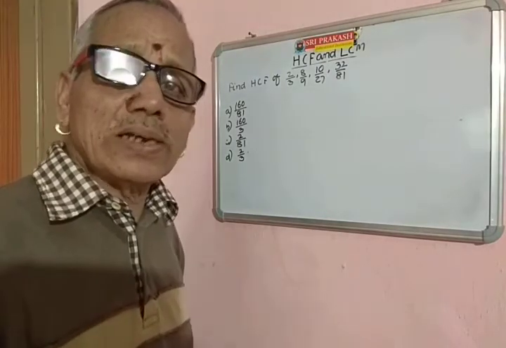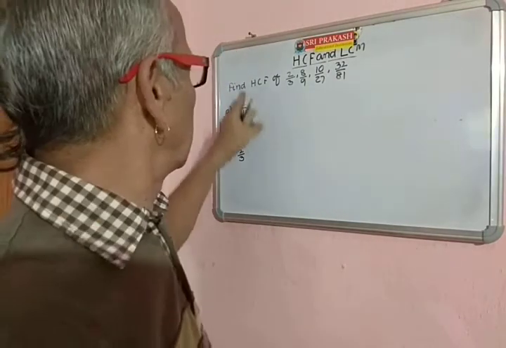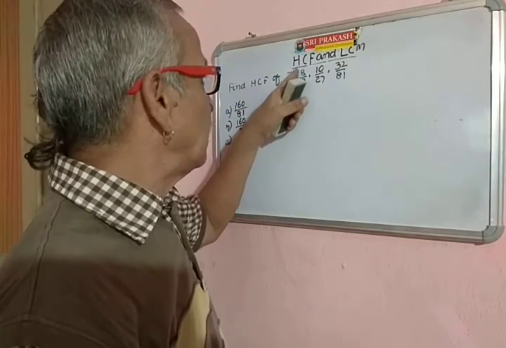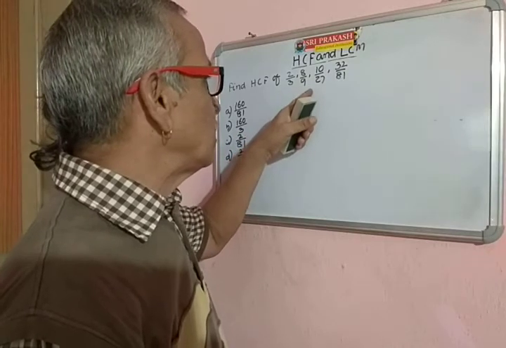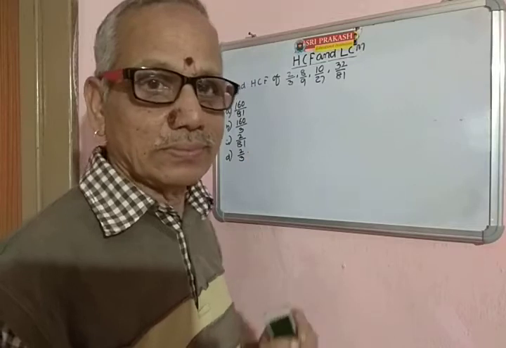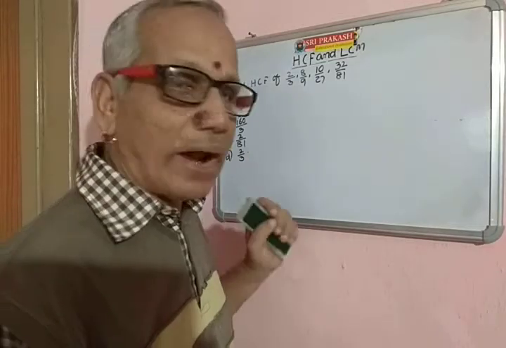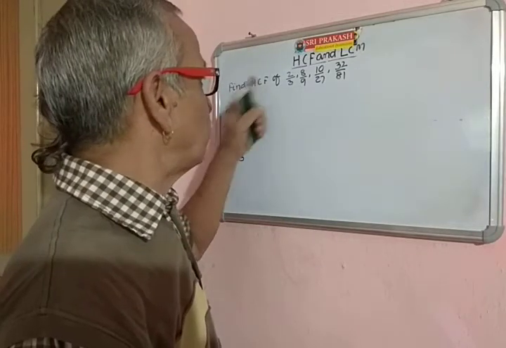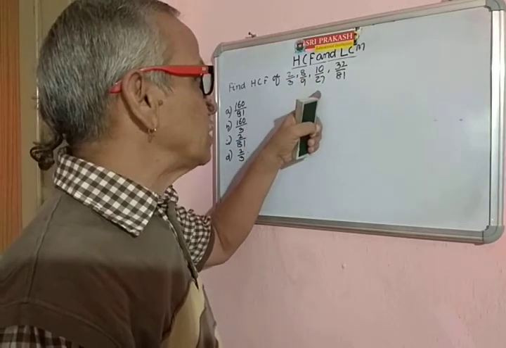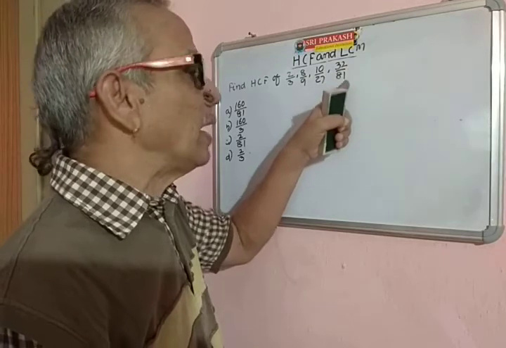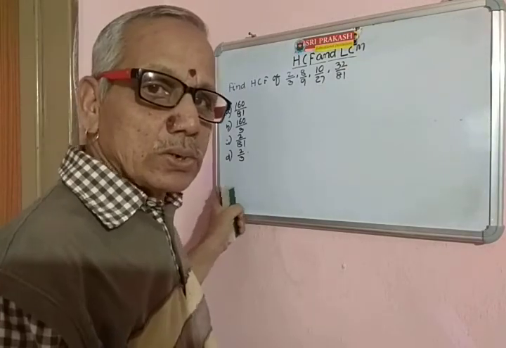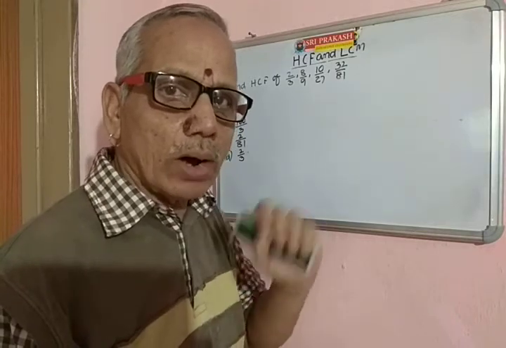So your third sum reads like this. Find HCF of 2 by 3, 8 by 9, 10 by 27 and 32 by 81. Let me read again. Find HCF of 2 by 3, 8 by 9, 10 by 27 and 32 by 81. And here four options are given. So you have to choose the right option.